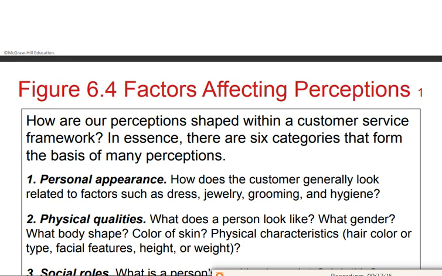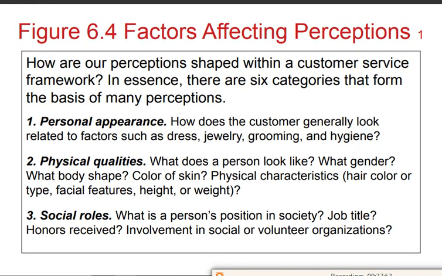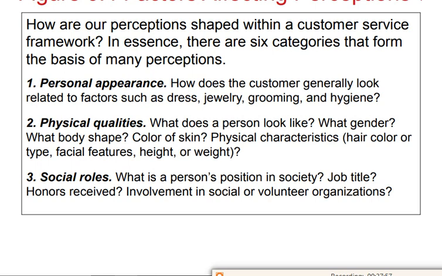So what are the factors affecting our perceptions? Okay, so ayan yung ating personal appearance. So how are our perceptions shaped with the customer service framework? So in essence, we have 6 categories that form the basis of many perceptions. Say personal appearance. No, ano ba yung itsura? Pag pumapasok tayo minsan sa isang establishment, hinuhusgahan na kagad tayo base sa ating kasuotan, sa ating grooming, itsura, no? Pag naka-chinelas or naka-gunit-gunit na damit, tingin na agad sa atin shoplifter, di ba? Minsan sa 7-Eleven, yung guard, pag hindi maayos yung suot mo, susundan ka na ng tingin, susundan ka na kung saan ka pupunta, no? So, yan perception sa'yo, may gagawin ka hindi maganda.